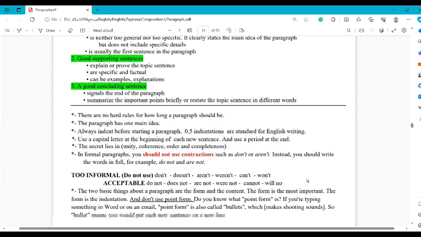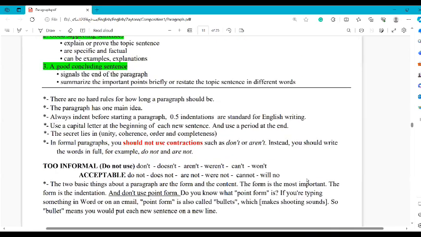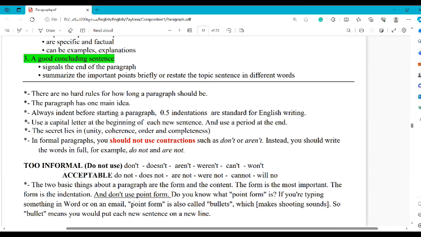Okay, let's have a look at those notes. Note number one, there are no hard rules for how long a paragraph should be. There is no certain rule to say how long a paragraph should be. For example, is it 5 lines? Is it 6 lines? No hard rule for that.